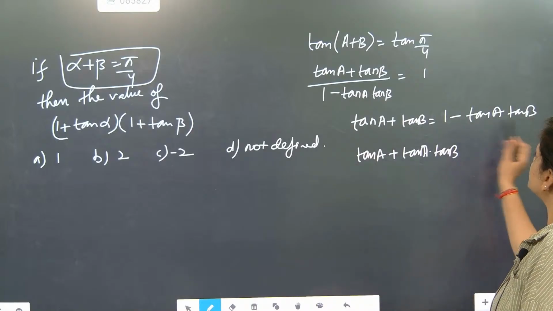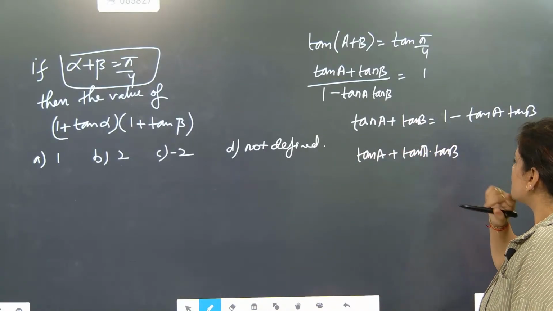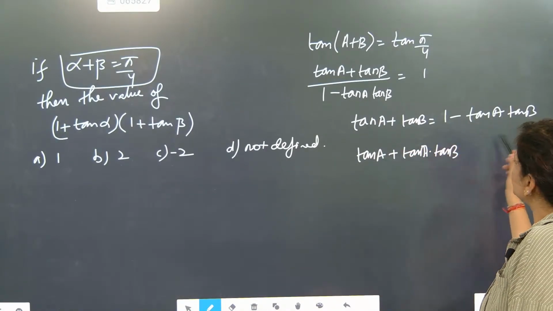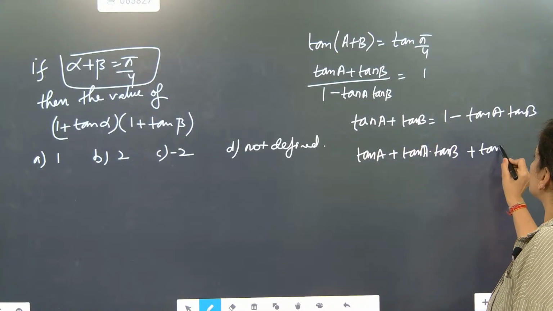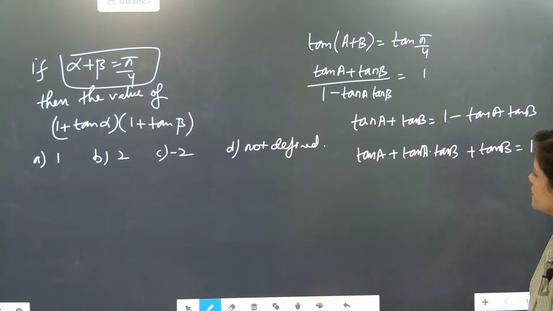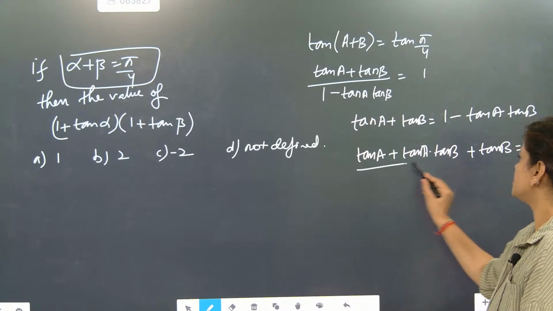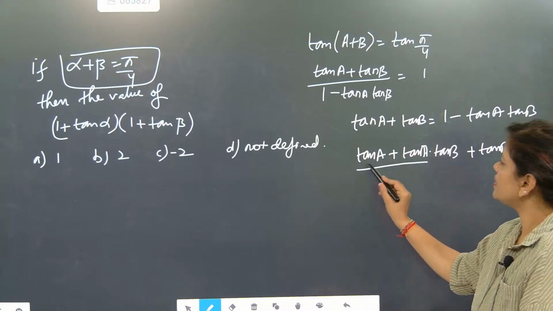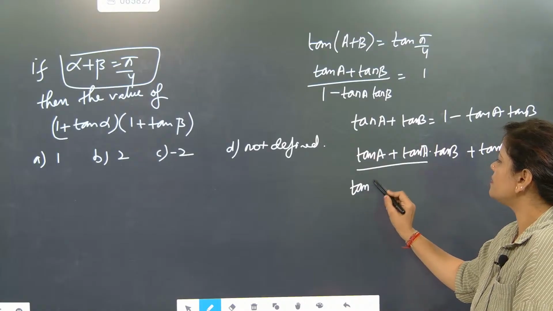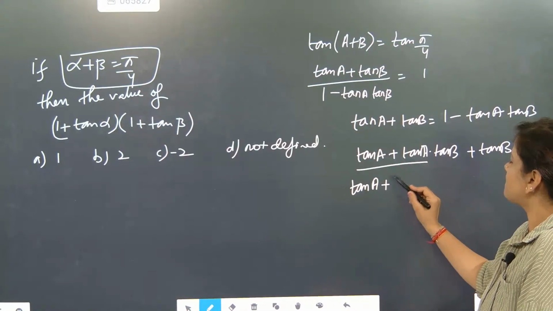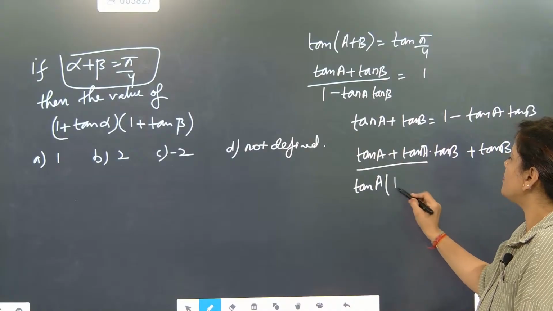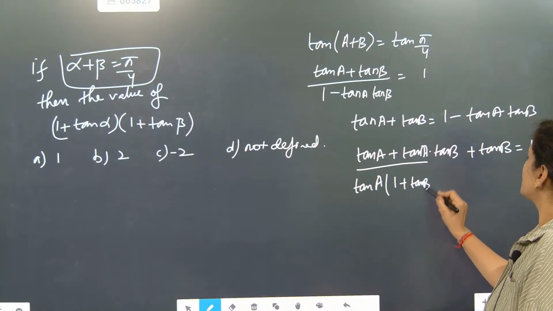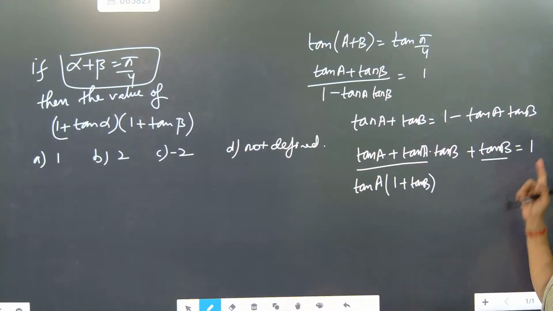So now look here, this part is there, beta. What work are we going to do? Because they asked this part. So we will write tan A plus tan B. Now here it is 1, correct? It is in multiplication. So what will we do? We will take tan A common. So it will become tan A, and if we take tan A common, what will it become? 1 plus tan B. Now here only tan B is there and this side 1 is there.